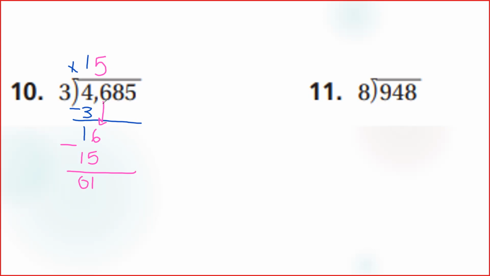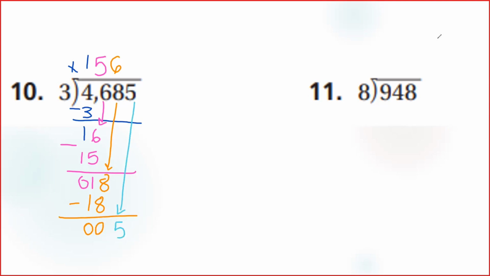The next, what do you have to do? Bring down the 8. 18 over 3. 6. Thank you. 6 times 3 is 18. 8 minus 8, and 1 minus 1, 0. We get 5. Thank you.